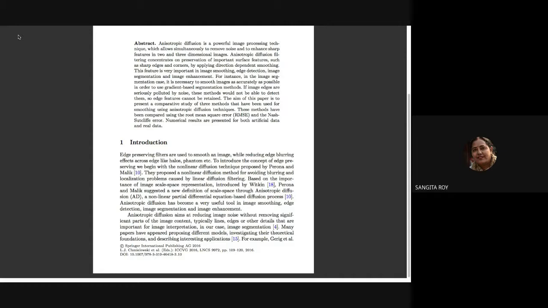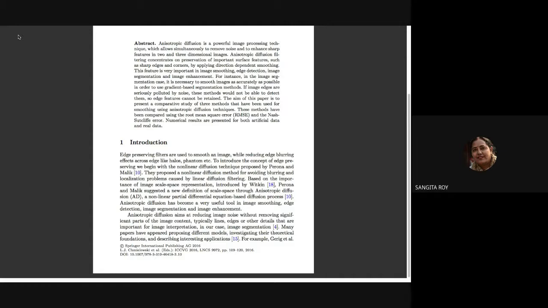The aim of this paper is to present a comparative study of 3 methods that have been used for smoothing using anisotropic diffusion techniques. These methods have been compared using the root mean square error, RMSE, and the Nash-Sutcliffe error. Numerical results are presented for both artificial data and real data.